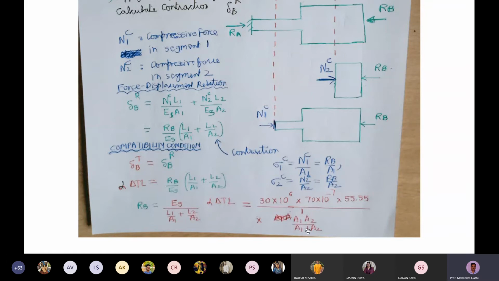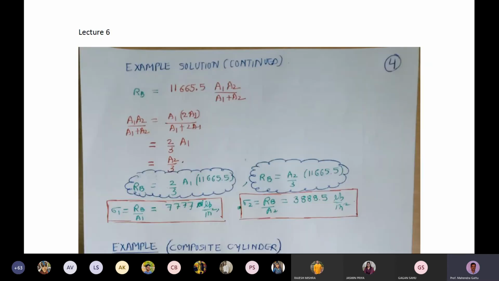So we'll have A1 A2 by A1 plus A2. So we can simplify this force RB, the compressive force RB, again in the next part. So we get this term, 11665.55. This is again in pound per inch square, times A1 A2 by A1 plus A2. So the units here are inch square, and we'll get finally pounds.